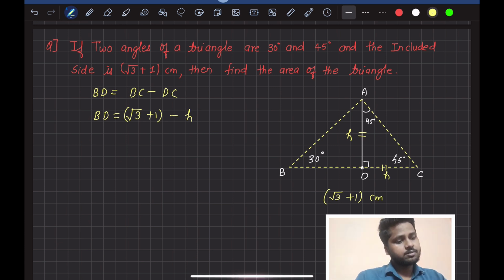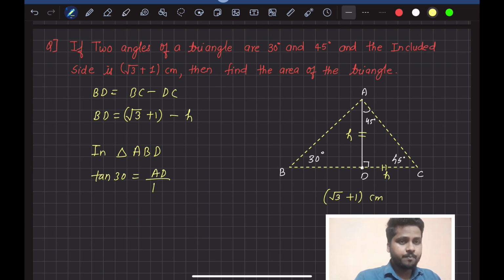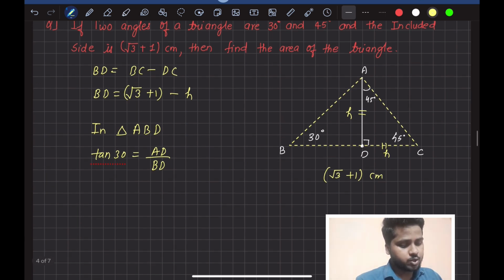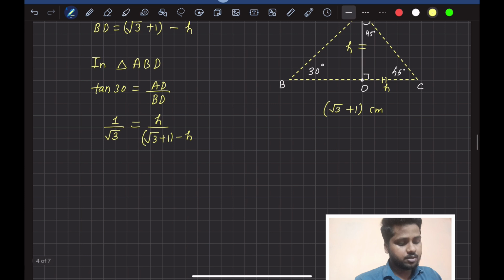Yes. Now see here. I have to connect this side and this side using this angle. So I will use the tan value, right? So in triangle ABD, I'll use tan 30. So tan 30 will be equal to AD upon BD. Clear? Tan 30 is nothing but 1 by square root of 3. AD is equal to H and BD is equal to, already we have calculated, root 3 plus 1 minus H.